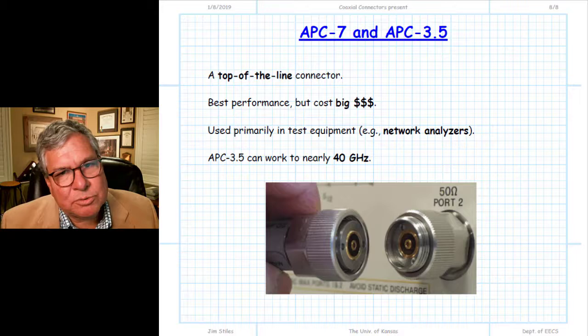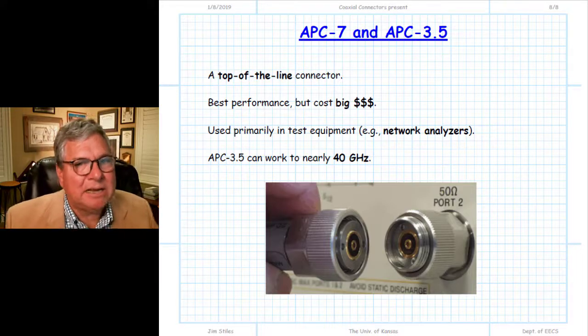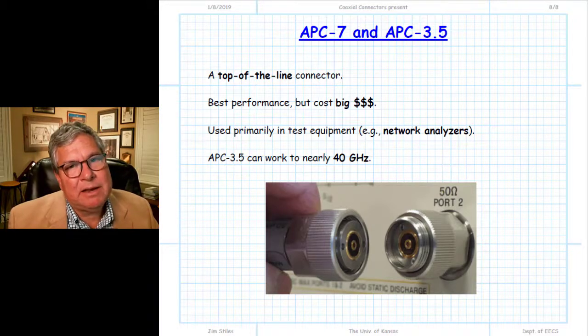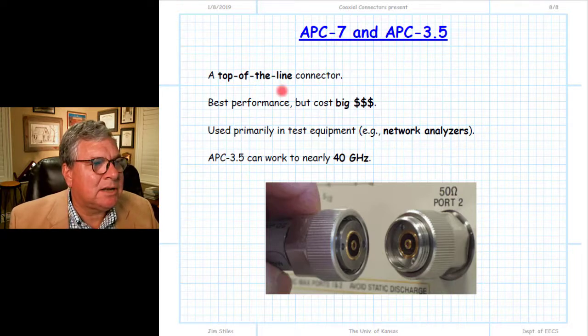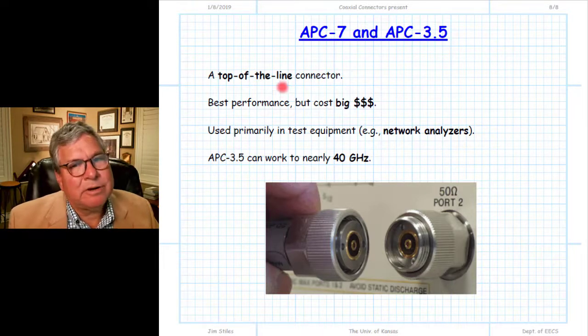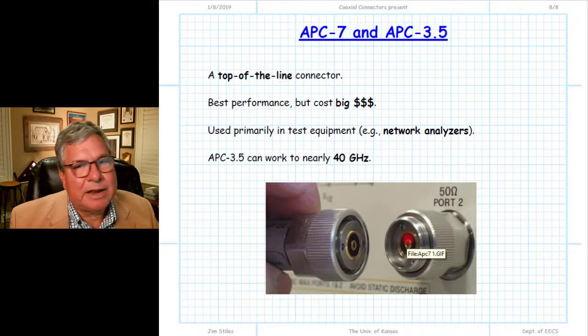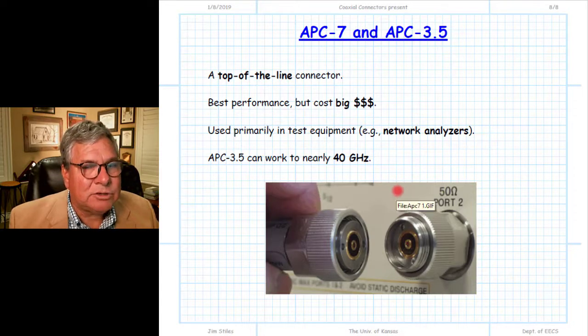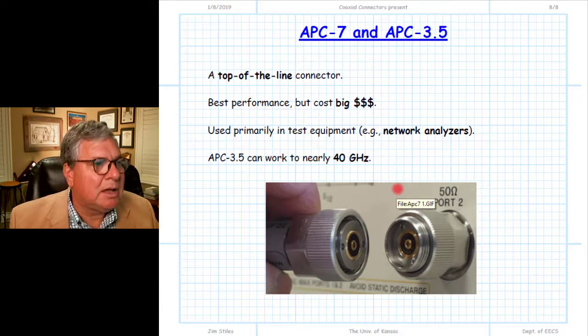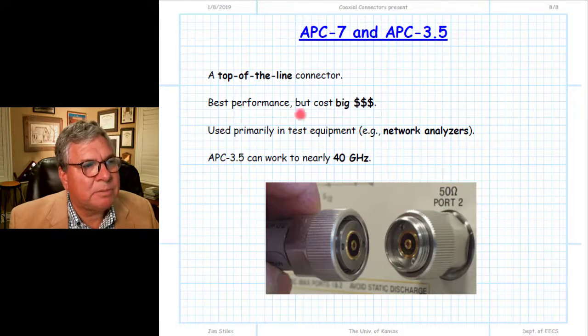The last connectors we're going to talk about are APC connectors, APC 7 and APC 3.5, and 7 is in millimeters, which is the diameter of the outer conductor of an APC 7. It really is the top of the line connector, in terms of performance. You see these types of connectors on high-end test equipment, usually like network microwave analyzers. They've got the best performance, but they cost the most dollars.